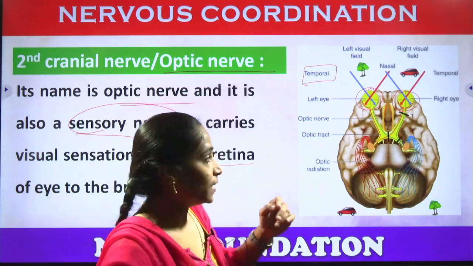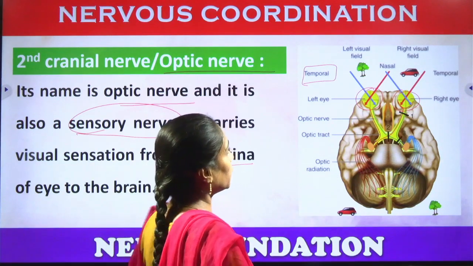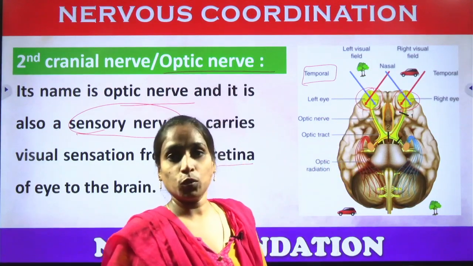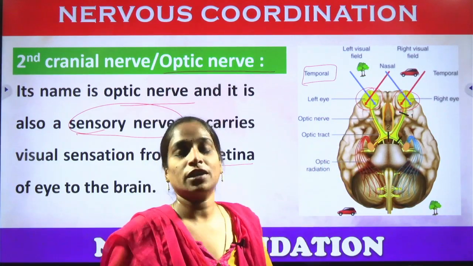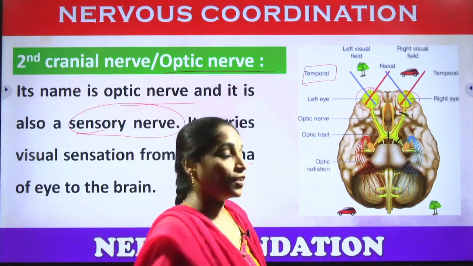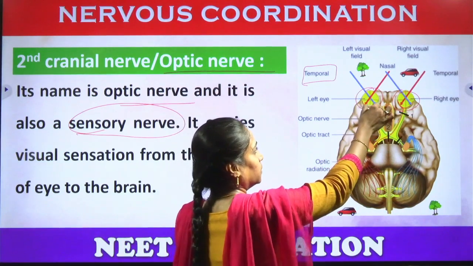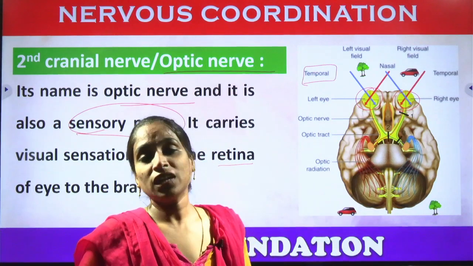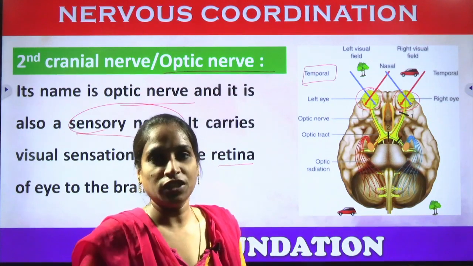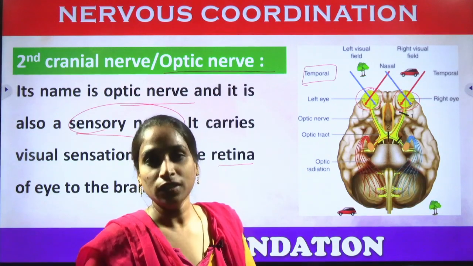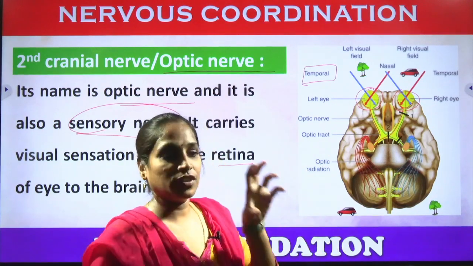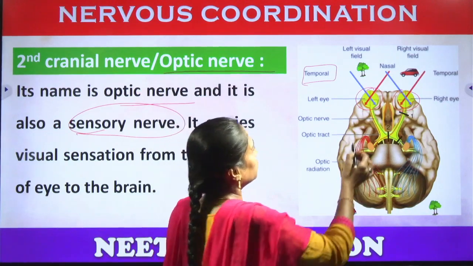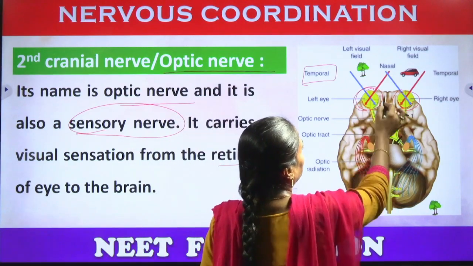Like that, here we can observe the different types of fields. One is the nasal field and one more is the temporal field. So they will be forming different degrees of light intensity. It enters here and again goes back towards the path where it is visioning, where we are concentrating on an object which we are trying to view. Okay, so this is the optic nerve.